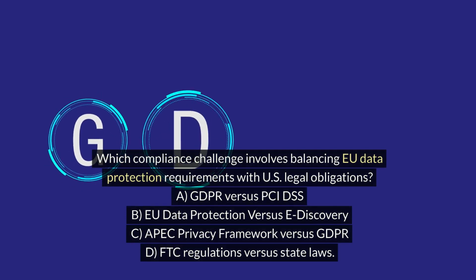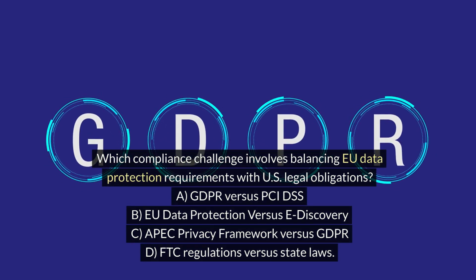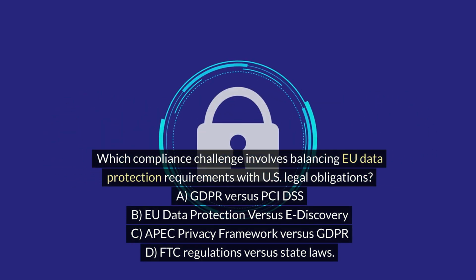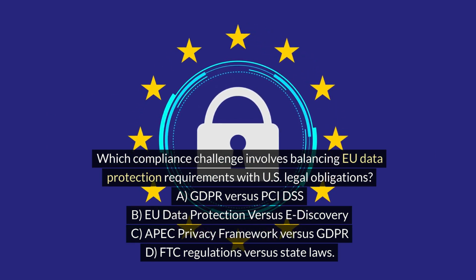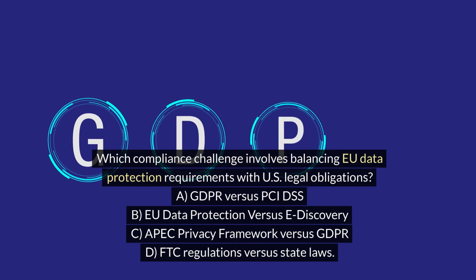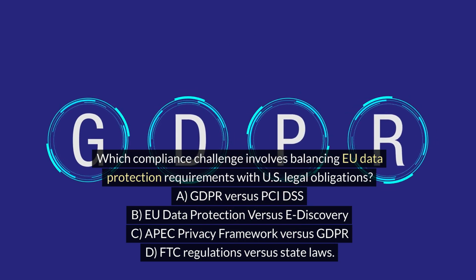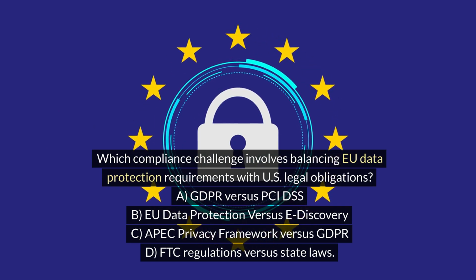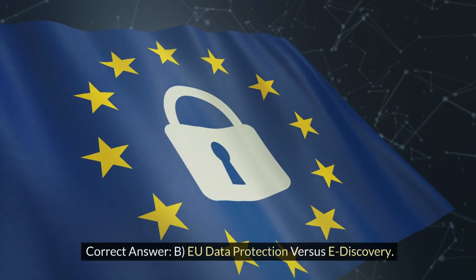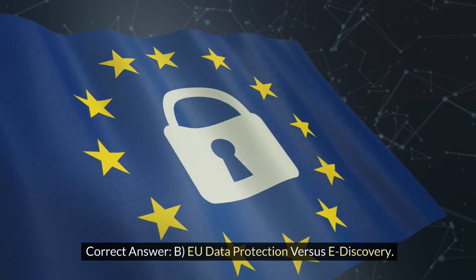Which compliance challenge involves balancing EU data protection requirements with US legal obligations? A. GDPR versus PCI DSS. B. EU data protection versus e-discovery. C. APEC privacy framework versus GDPR. D. FTC regulations versus state laws. Correct answer: B. EU data protection versus e-discovery.